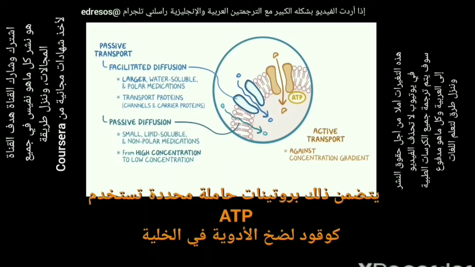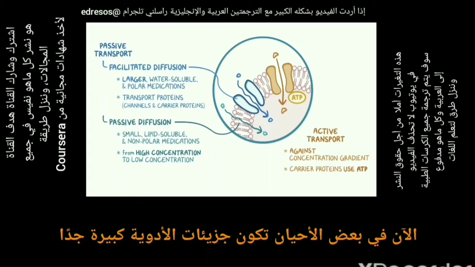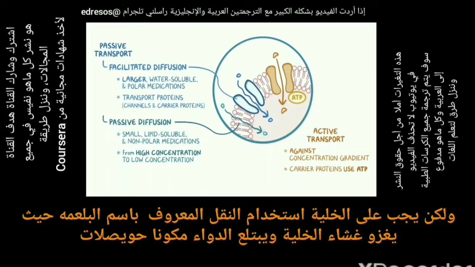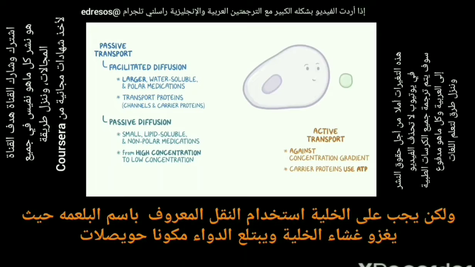This involves specific carrier proteins that use ATP as a fuel to pump medications into the cell. Now, sometimes medication molecules are so large that the cell resorts to bulk transport, also known as endocytosis, where the cell membrane invaginates and swallows up the medication, forming vesicles.